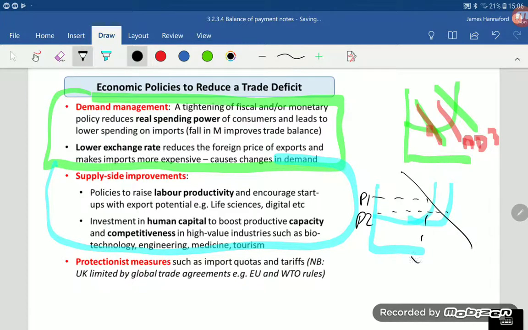Now it should be noted that I don't always label the diagrams and the equilibrium in the videos. It is essential, however, that you do it. It is essential that you do it in the examinations.